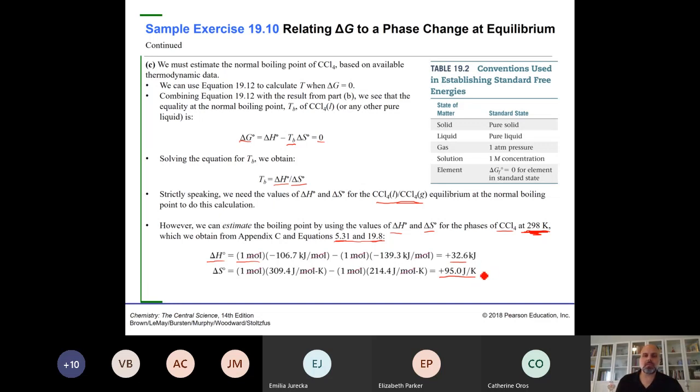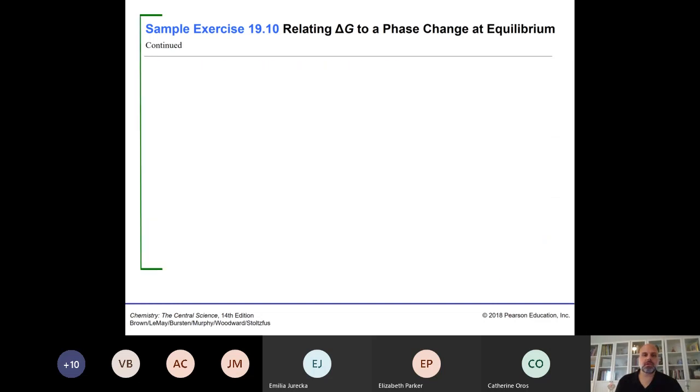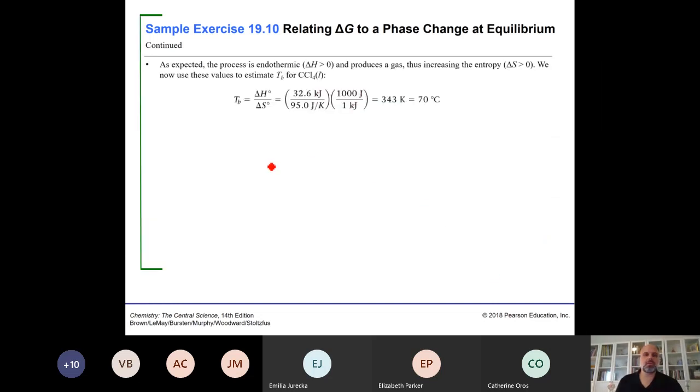And you can see we end up with our delta H and delta S values that we can then plug into the equation here for TB, right? We just plug those two numbers in that we just calculated. We need to do a conversion to convert joules to kilojoules. And we can see that at the boiling temperature, you would expect it to be right around 343 Kelvin or 70 degrees Celsius.